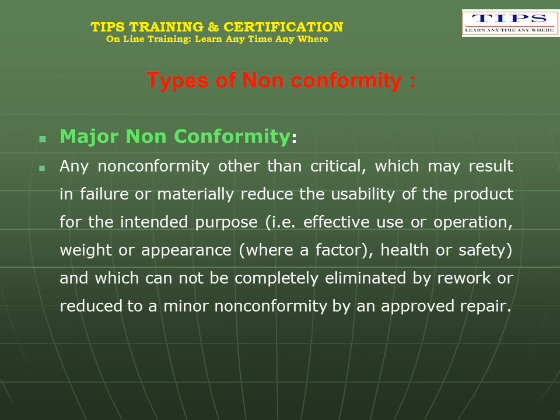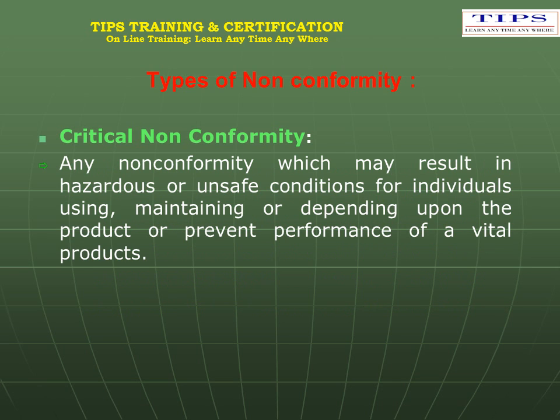Major non-conformity means any non-conformity other than critical which may result in failure or materially reduce the usability of the product for the intended purpose, and which cannot be completely eliminated by rework or reduced to a minor non-conformity by an approved repair. Critical non-conformity means any non-conformity which may result in a hazardous or unsafe condition for individuals using, maintaining or depending upon the product, or prevent performance of a vital product.